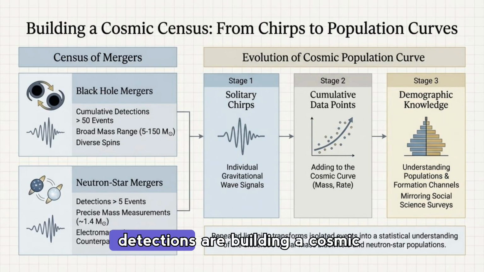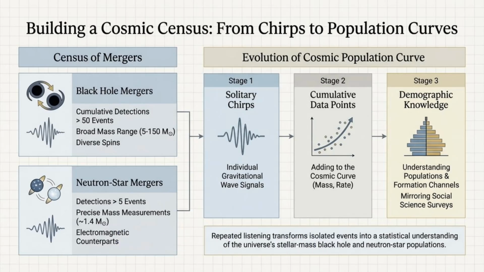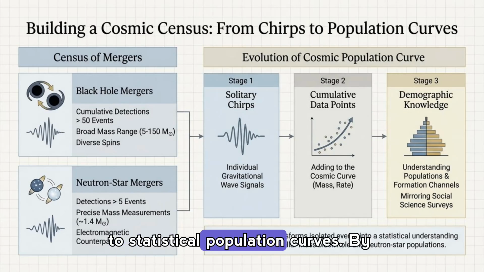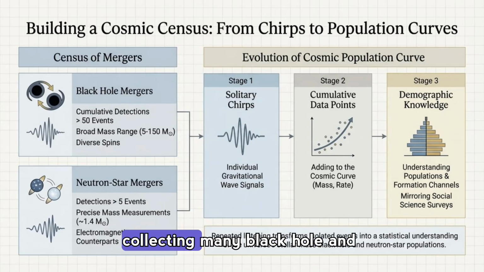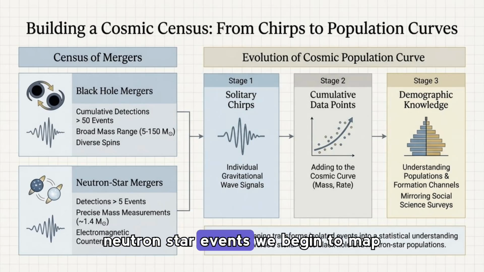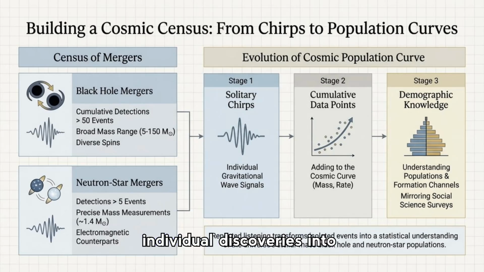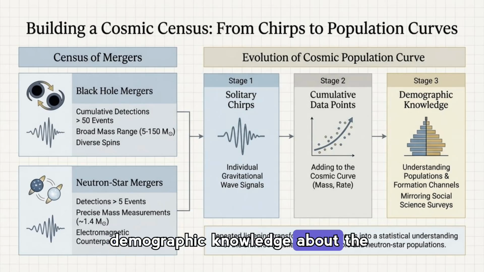Repeated gravitational wave detections are building a cosmic census, moving from solitary chirps to statistical population curves. By collecting many black hole and neutron star events, we begin to map mass distributions, merger rates, and formation channels, turning individual discoveries into demographic knowledge about the universe.